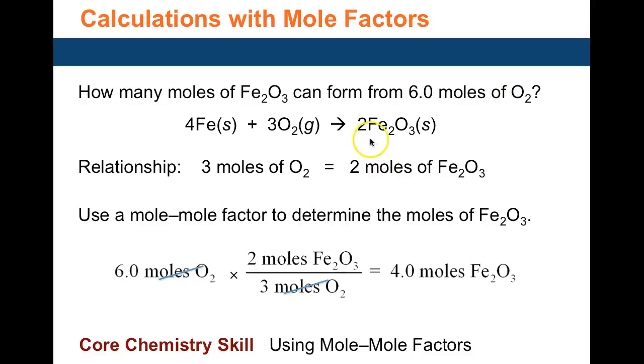So the mole factors are 2 moles of iron(III) oxide to 3 moles of oxygen. All right. So 2 moles of iron(III) oxide to 3 moles of oxygen. So if you had 6 moles of oxygen, that would be 4 moles of iron(III) oxide.